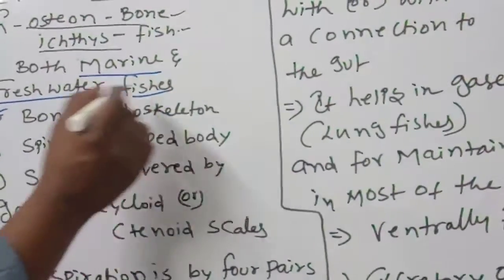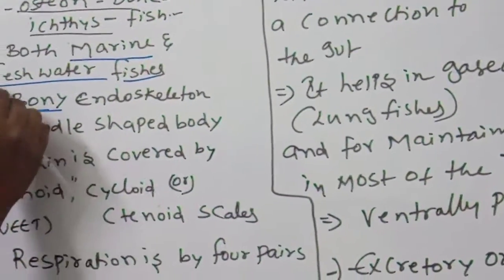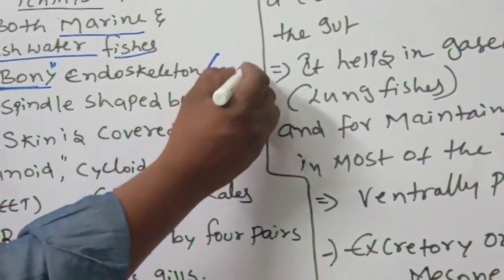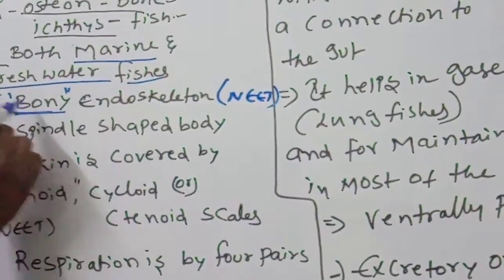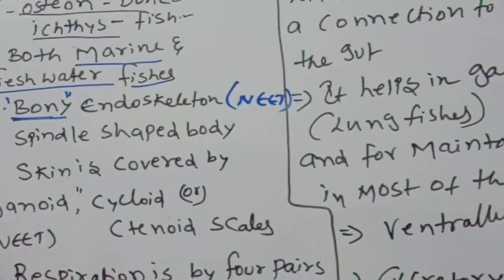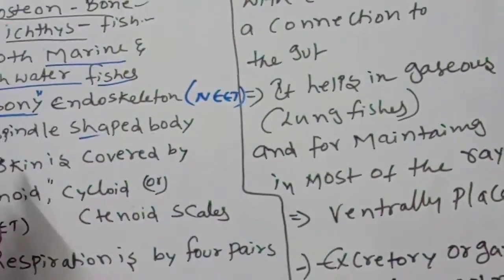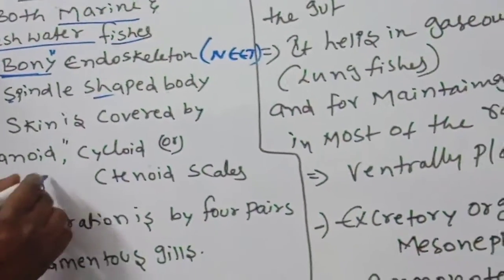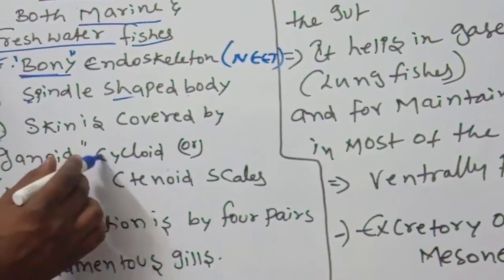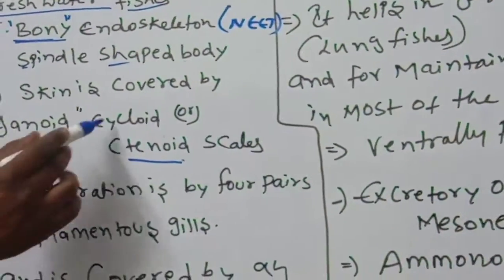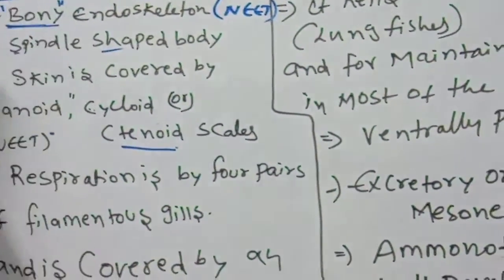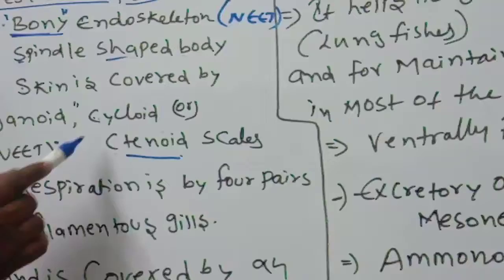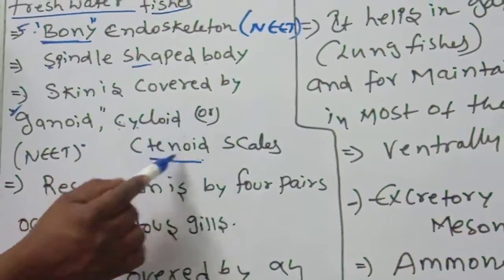The skeleton is a bony endoskeleton, which means the skeleton is made of bone. This is a very important point. They have a spindle-shaped body. The skin is covered by ganoid, cycloid or ctenoid scales. Cycloid or ctenoid scales are related to Osteichthyes. Placoid scales we discussed in Chondrichthyes. Here in Osteichthyes, scales are cycloid or ctenoid.